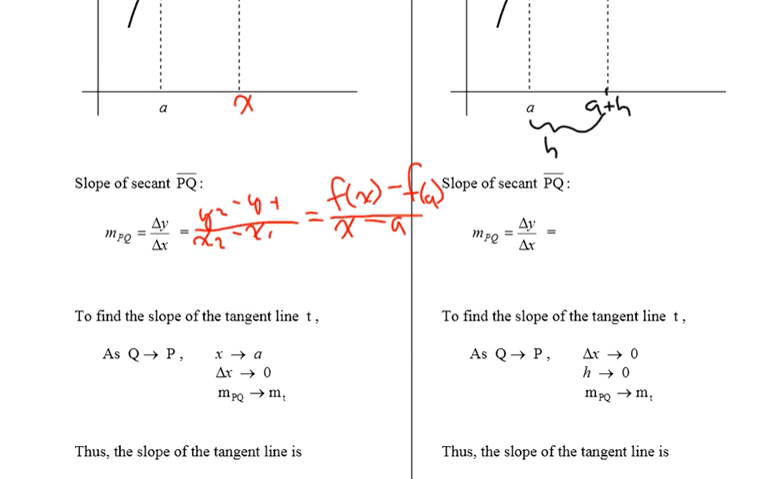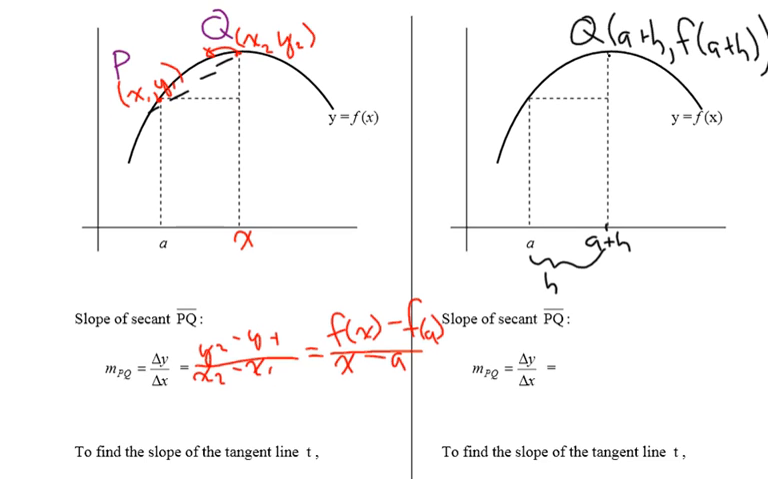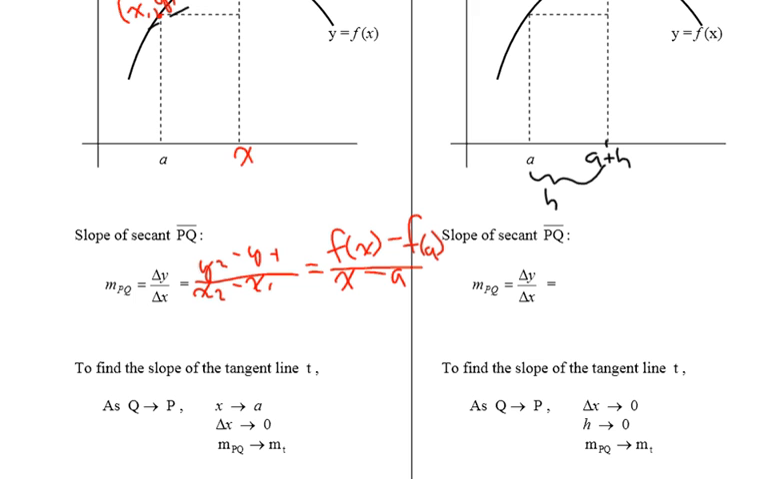So what would our delta y be? What would our delta y be? So the change in y value. Say that again? And how did you get that? Okay, yeah, good.